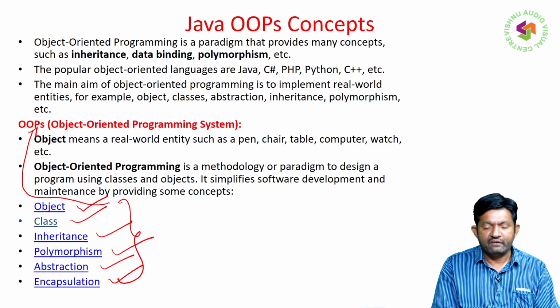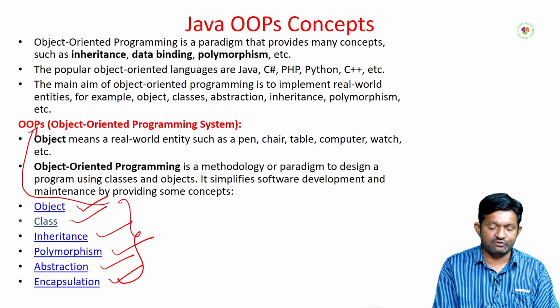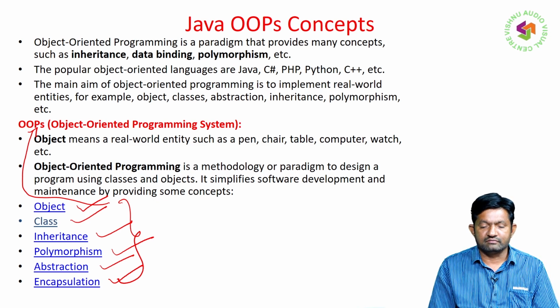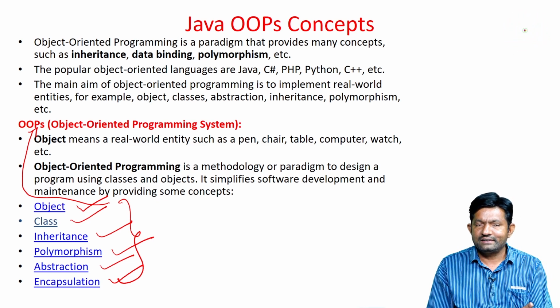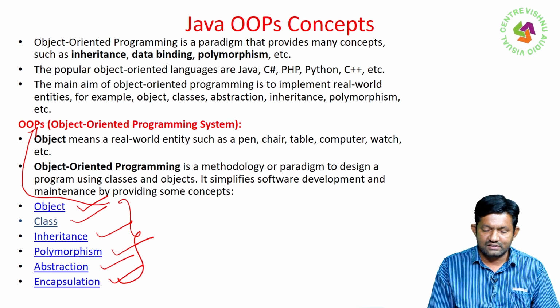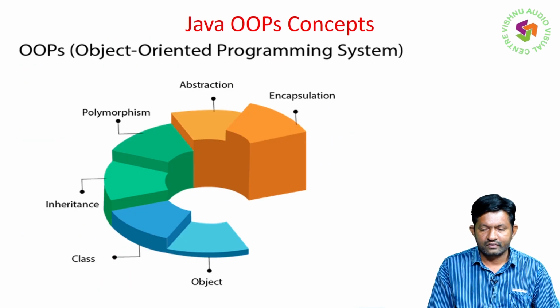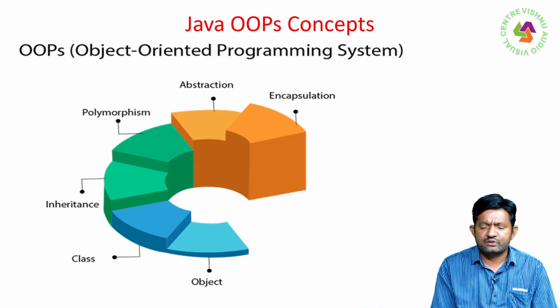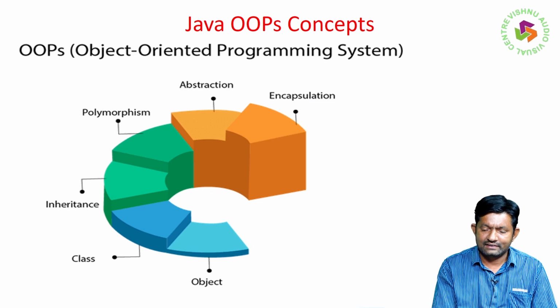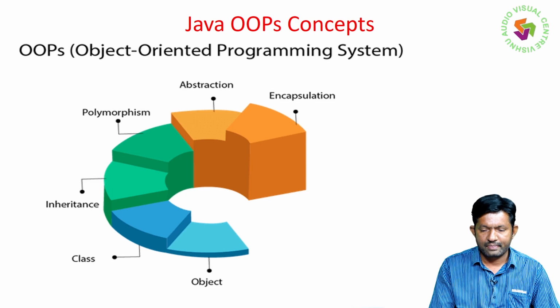We'll discuss one by one. What is object? What is class? What is inheritance? What is polymorphism? What is abstraction? And what is encapsulation? So now we know the fundamental concepts of the object-oriented programming system are object, class, inheritance, polymorphism, abstraction, and encapsulation. Here is the diagrammatic representation of them.